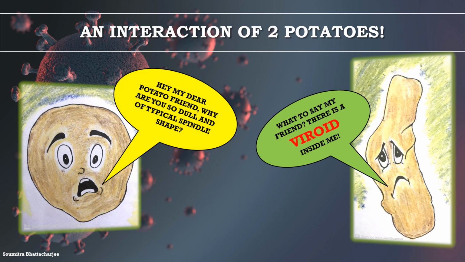Oh, now we understood. This is a case of typical potato spindle tuber disease, in which a normal healthy potato, whenever it gets a viroid inside it, changes its shape to that of a typical dull spindle one.